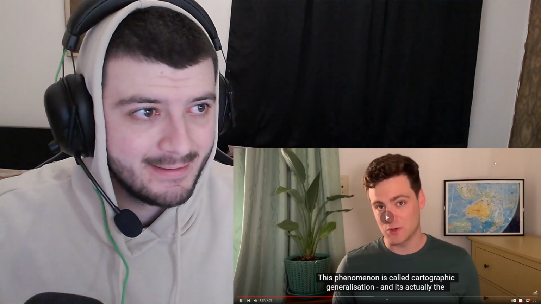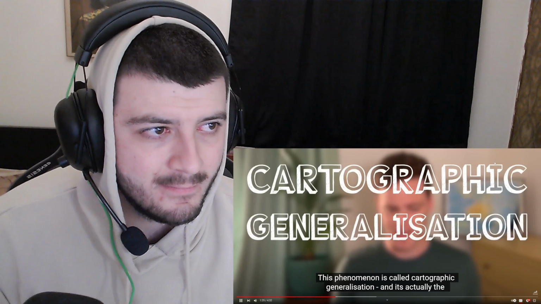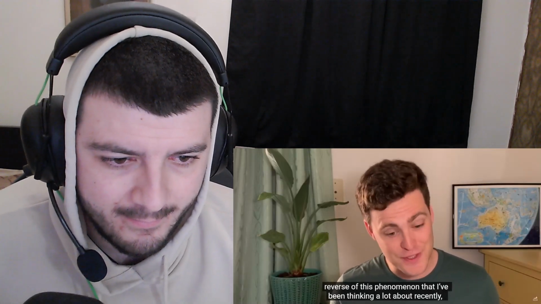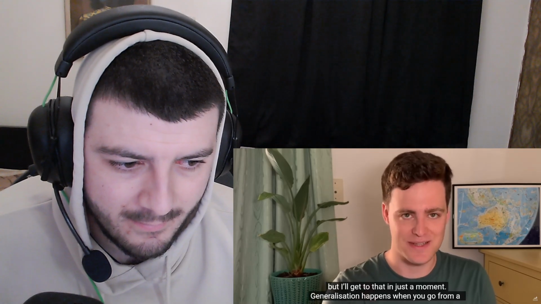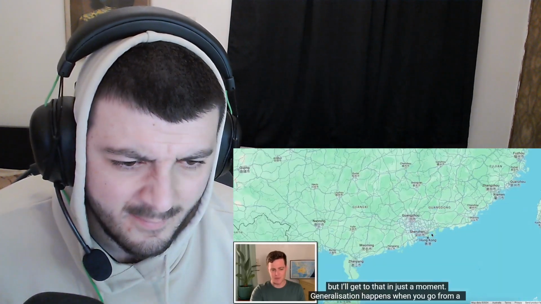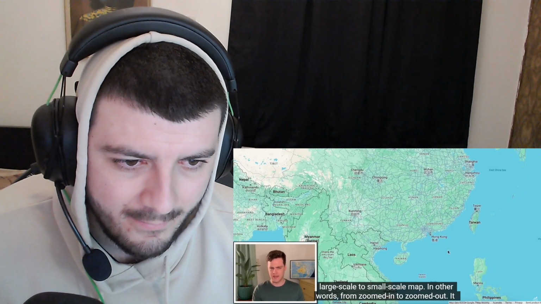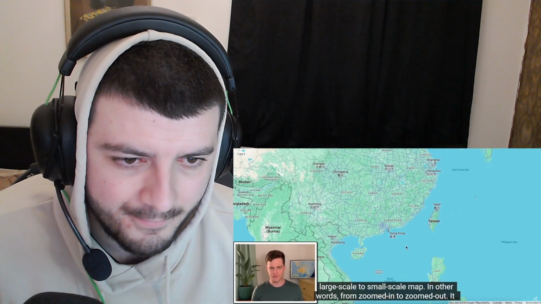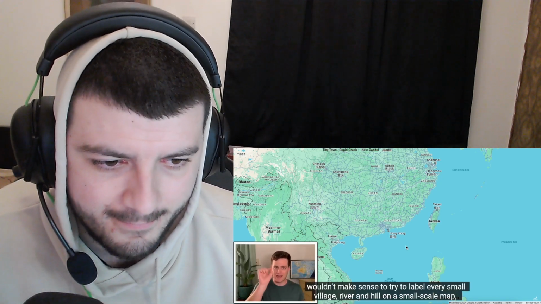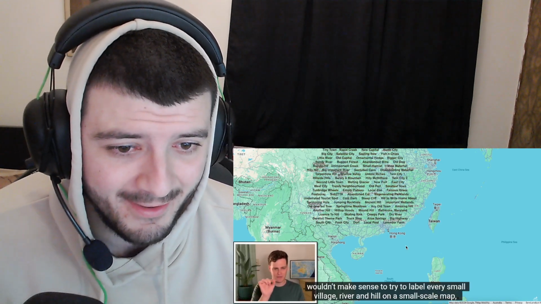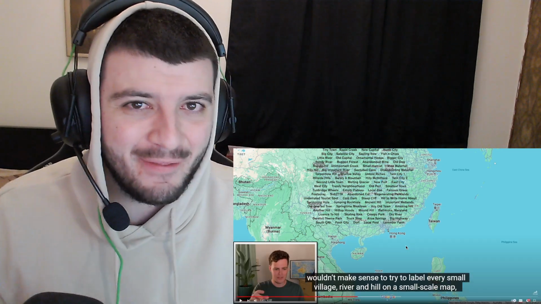Honestly. Called cartographic generalization. And it's actually the reverse of this phenomenon that I've been thinking a lot about recently, but I'll get to that in just a moment. Generalization happens when you go from a large scale to a small scale map. In other words, from zoomed in to zoomed out. It wouldn't make sense to try and label every tiny village and river. You won't be able to see anything if that was the case, bro.